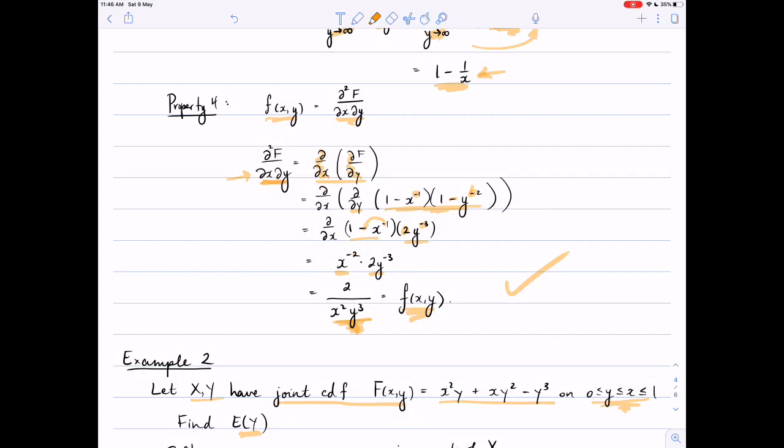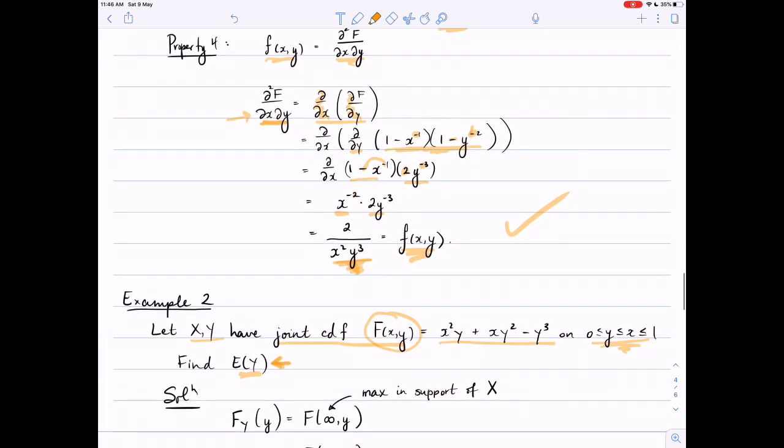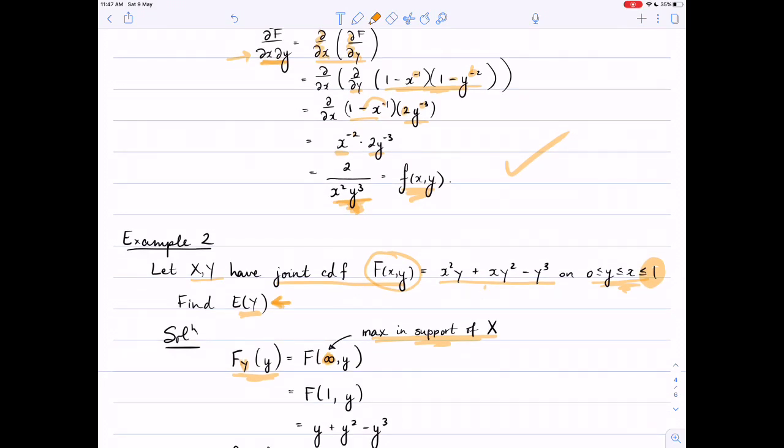Now, that's going to involve a couple steps because this is a joint CDF. To find the expected value of y, I need to integrate a PDF. So what are we going to do? We're going to use one of the properties. One of the properties is that if I take x at its maximum value, which is notated by infinity but might not actually be infinity, in this case the maximum value is 1. So if we put in 1 for x, we are going to get the marginal CDF of y. We plug 1 into this formula, and you get this.